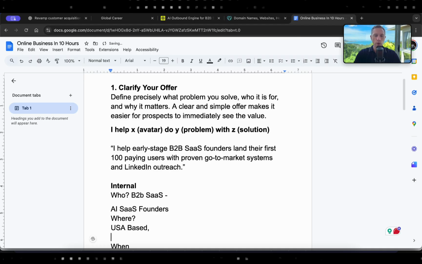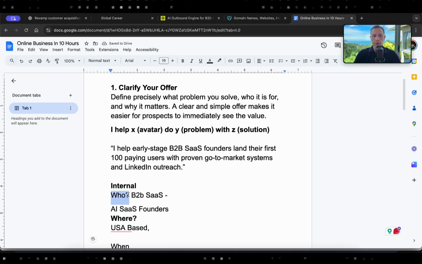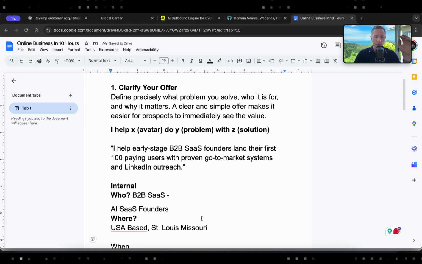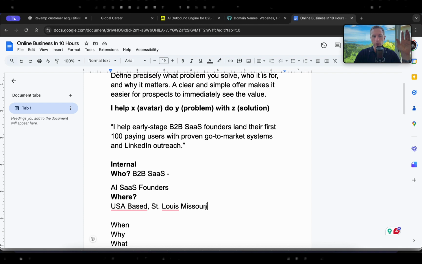But in general, a lot of times you need to get even more specific. Maybe it's a city in the US. I suggest starting off in, if you're from, I'm originally from St. Louis, so I would just start off with St. Louis, Missouri. You might not have enough AI founders in St. Louis, Missouri, so you might need to go to San Francisco or New York or whatever. But again, you want to start off in a market that you know and understand.